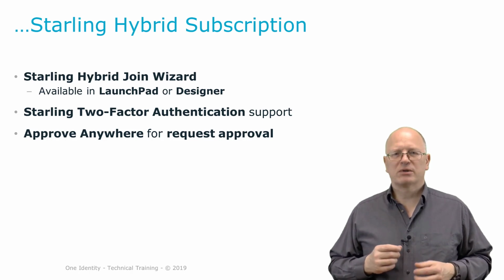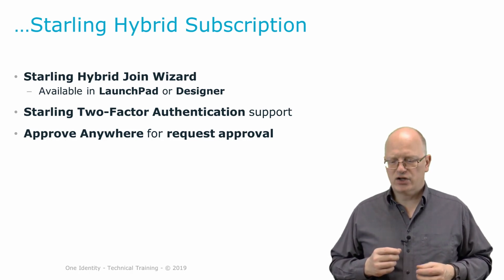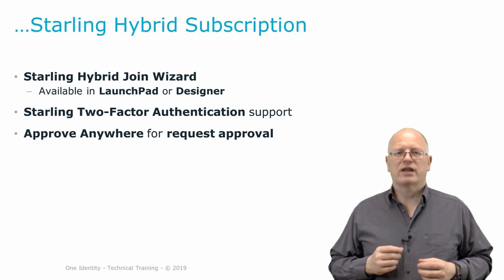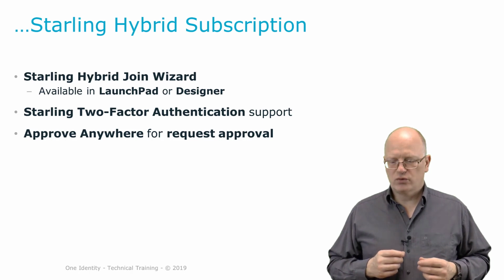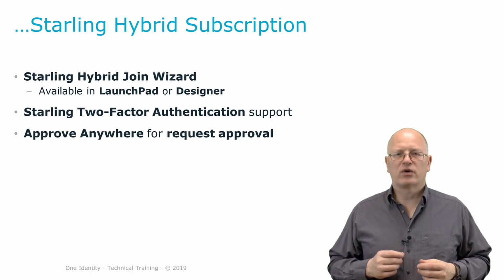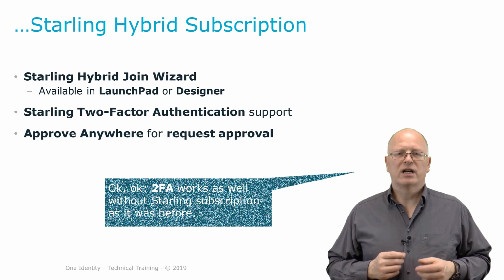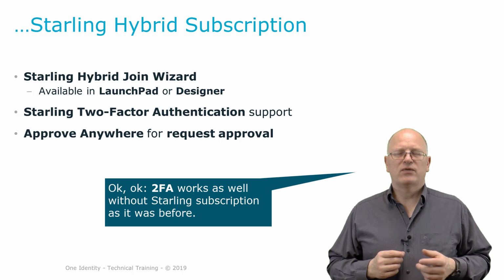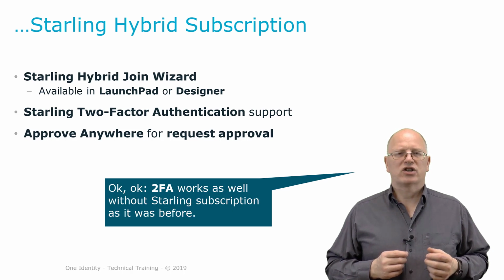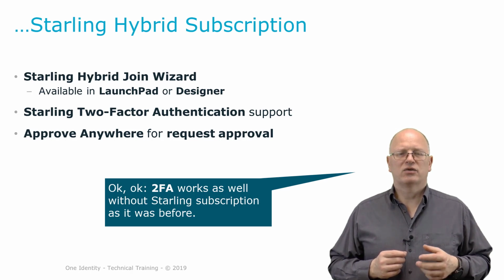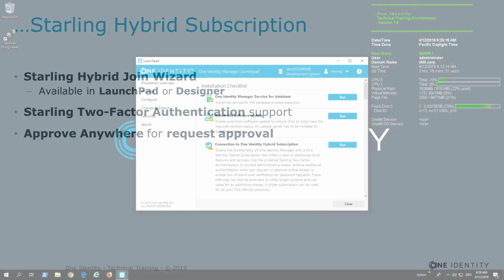At present, it is possible to use the two-factor authentication from Starling, and additionally there exists the functionality to use Approve Anywhere for request and approval processes. Both features, that means two-factor plus this Approve Anywhere, can only be used if your Identity Manager installation is connected to Starling. To do so, you use the hybrid subscription as explained.